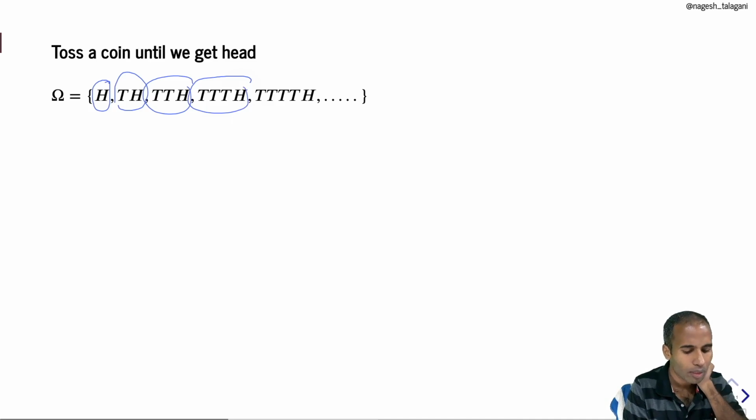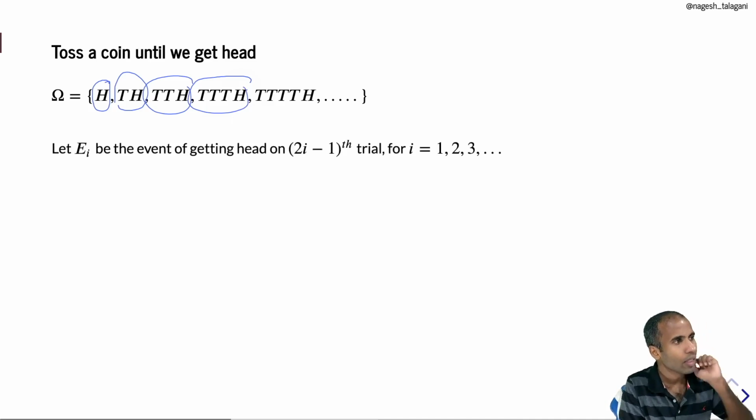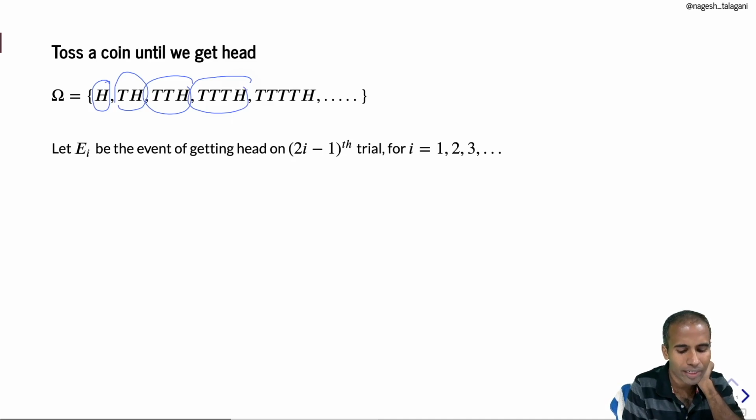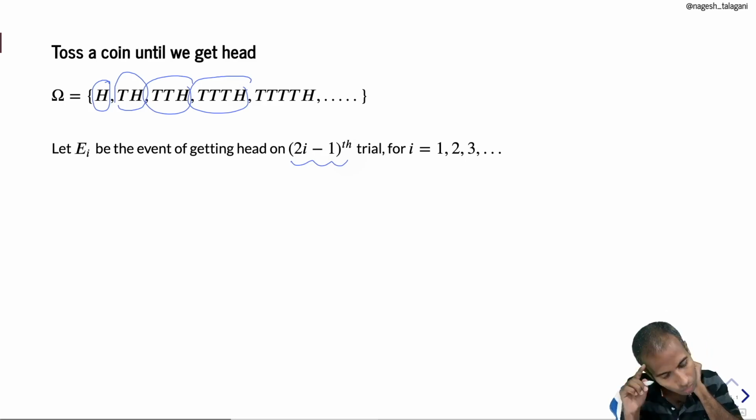Let us say Ei is the event of getting a head on the (2i minus 1)th trial for i equal to 1, 2, 3, and so on. For i equal to 1, 2i minus 1 will be 1. That means E1 is the event of getting a head on the first trial. For i equal to 2, 2i minus 1 will be 3, so E2 will be the event of getting a head on the third trial. If i equals 3, 2i minus 1 will be 5, so E3 will be getting a head on the fifth trial, and so on.